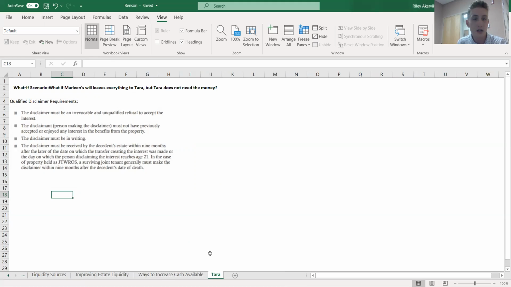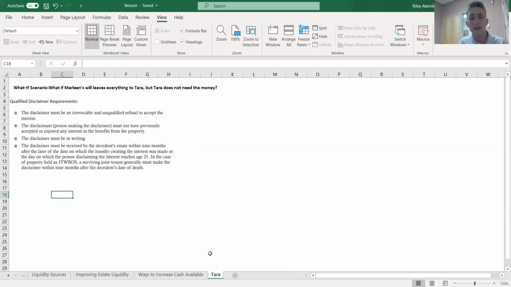The second, the disclaimant, or the person making the disclaimer, which would be you, Tara, must not have previously accepted or enjoyed any interest in the benefits from the property. So if you have already accepted in writing that you want to take on these assets from Marlene, then we really can't go back from that. Now, just like I said, another requirement would be that the disclaimer must be in writing.